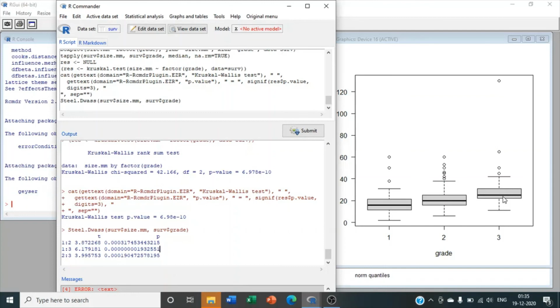We also emphasized the importance of graphic visualization. Looking at the graph itself, we can get a good idea as to whether there is a significant difference between the groups or not. And we learned how to assess normality by means of the quantile comparison plot.